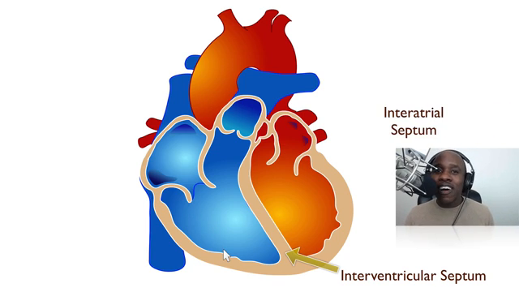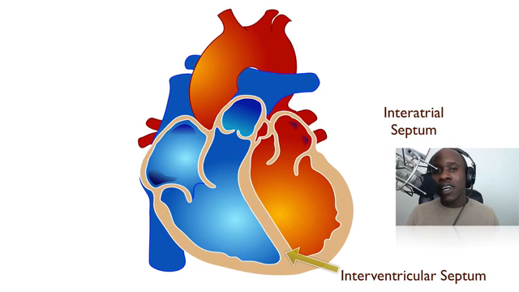We also have a wall between the left and right atria, but you can't see that here because it's kind of behind these other vessels. But just know that, just like you have this wall between the left and right ventricle, you have a wall between the left and right atria, and that is appropriately named the interatrial septum.